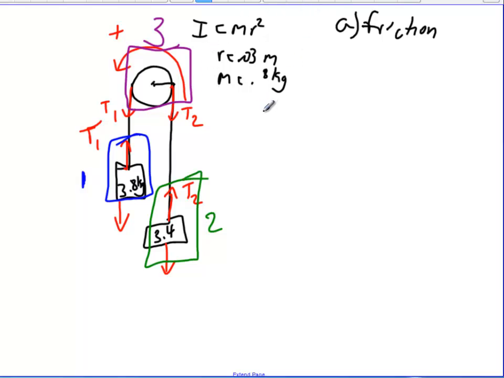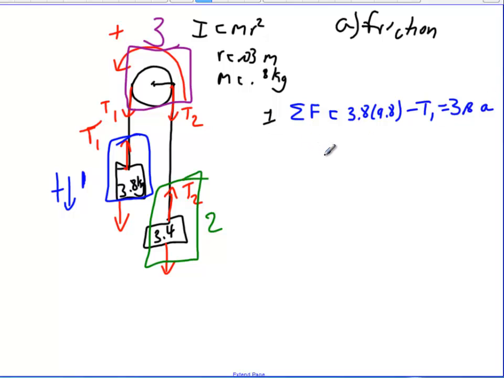So let's start looking at object number 1, right? Object number 1 is the big, heavier mass. Okay, and so let's see, the positive direction over here is down. So let's go ahead and see what we've got. We've got the net force is given by 3.8 times 9.8 minus T1, and that equals 3.8 times A, right? That's Newton's second law, which is net force equals mass times acceleration. So here's one force, here's our other force, here's the mass, here's the acceleration.